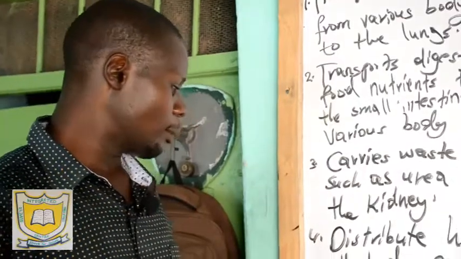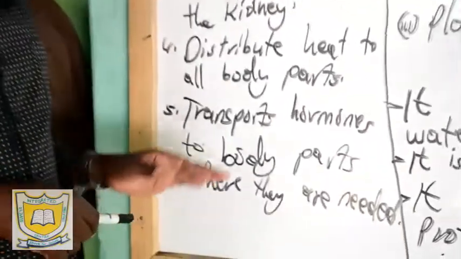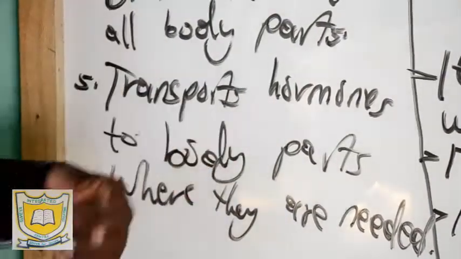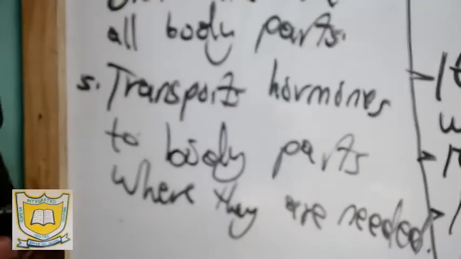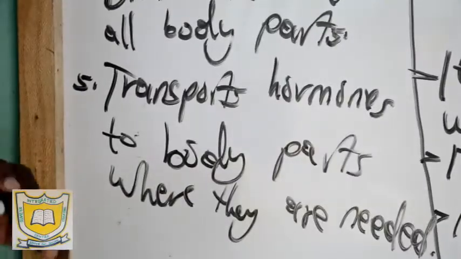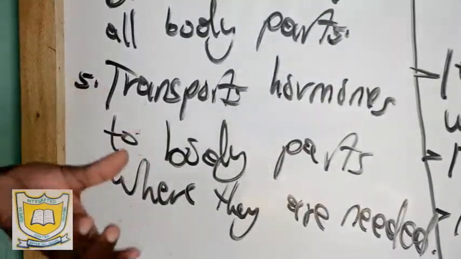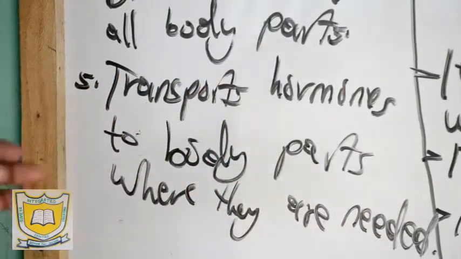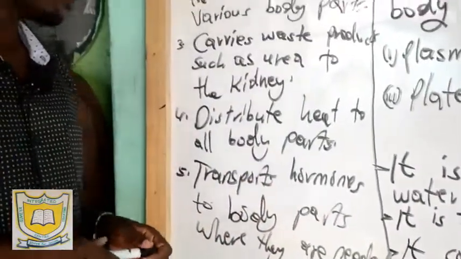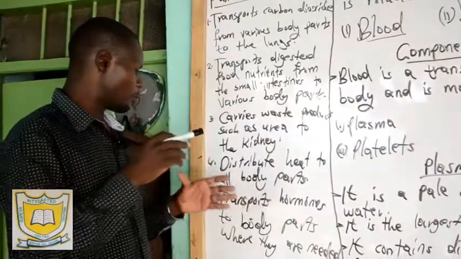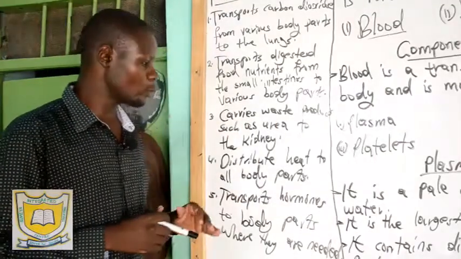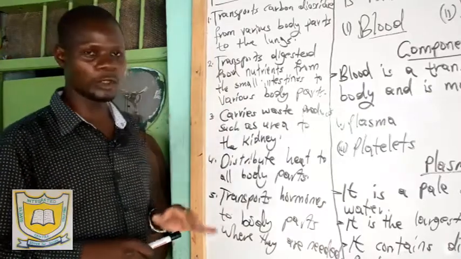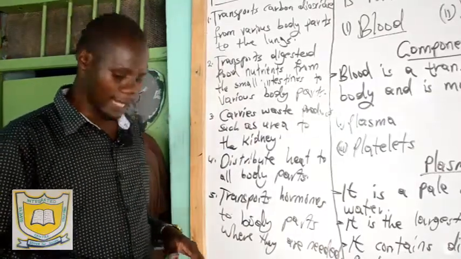So lastly, it transports hormones. We have special chemicals in the body known as hormones. We were talking about hormones last lesson when we were talking about adolescence. So the hormones are needed in various parts of the body for the brain to work, for coordination of the hands, the legs, all body parts need hormones for them to work. So they are transported from where they are to where they are supposed to work by the plasma. So you find that most transportation in the body is done by plasma.